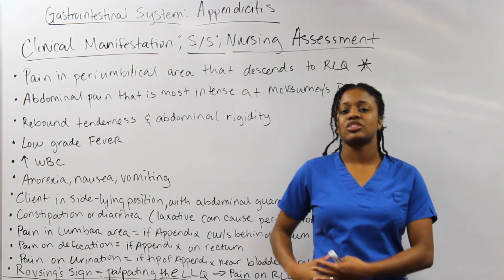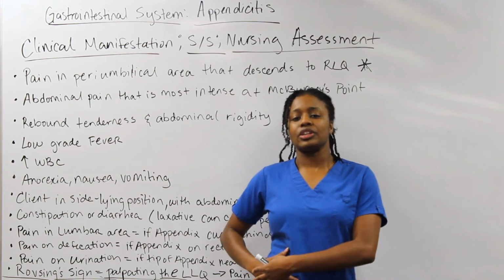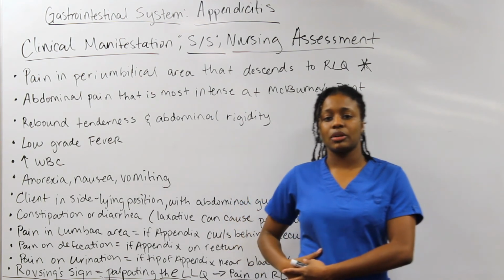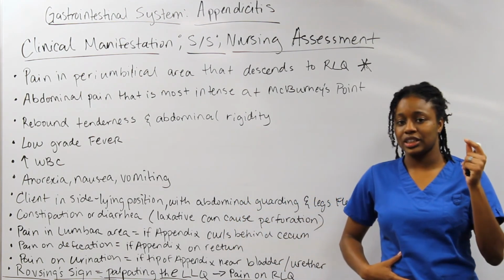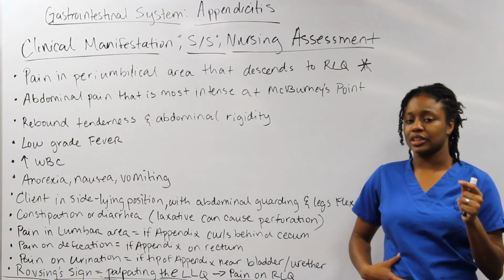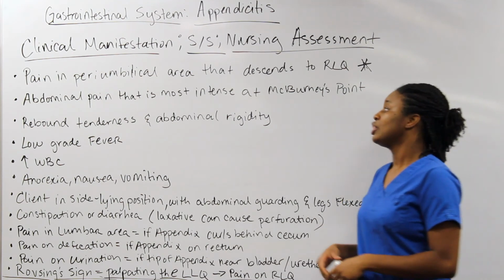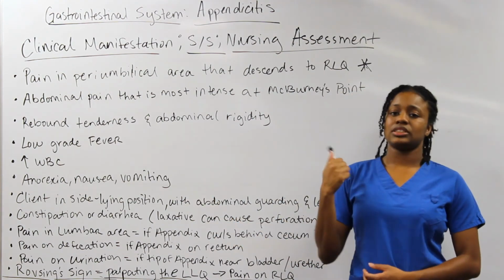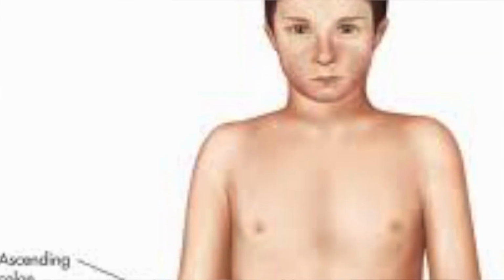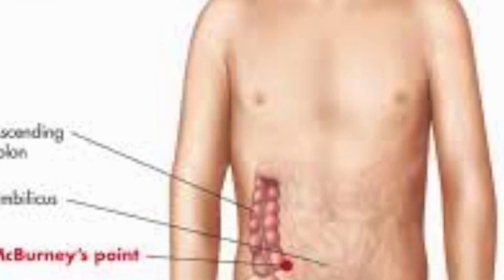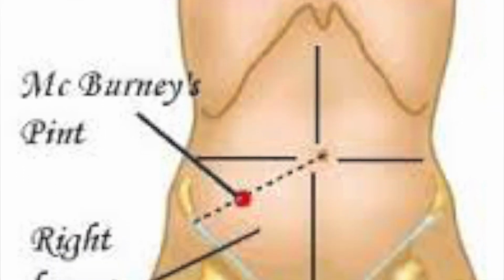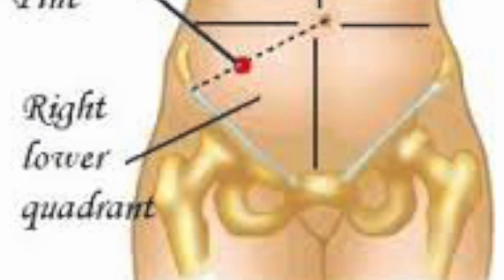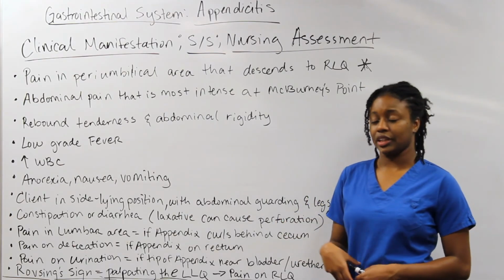So if you see the patient is clenching onto this area, or they're complaining about right lower quad pain, most of the time automatically start thinking about maybe the appendix, okay? Because the appendix is on this side. Also, they may have abdominal pain that is most intense at McBurney's point, which is also on the right side. It's right near the cecum area, all right? And they will complain of pain in that area, which is the most intense pain, okay?